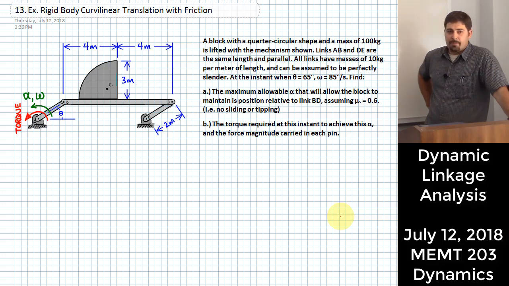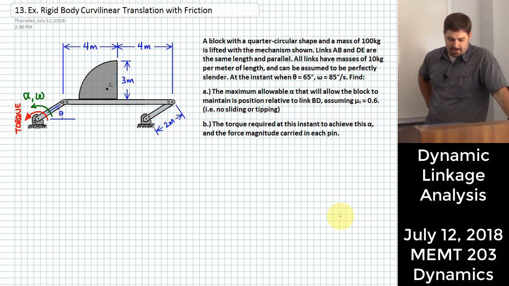So we're going to do another problem today. This one, I don't think we've done one quite exactly like this yet. This is a problem where we have a few different elements. For one, we have a linkage. We also have friction that we've got to take into account.